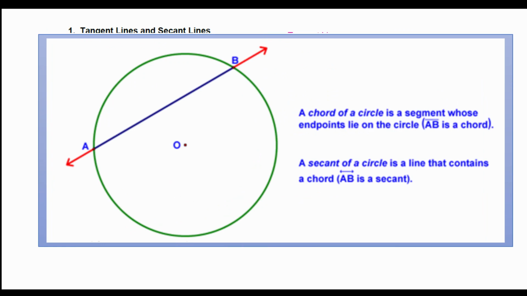And the secant line, we have to first remember a chord. A chord of a circle is a segment whose endpoints lie on the circle, and a secant line of a circle would be a line that contains the chord. So an easy way of describing a secant line would be a line that contains exactly 2 points of a circle.